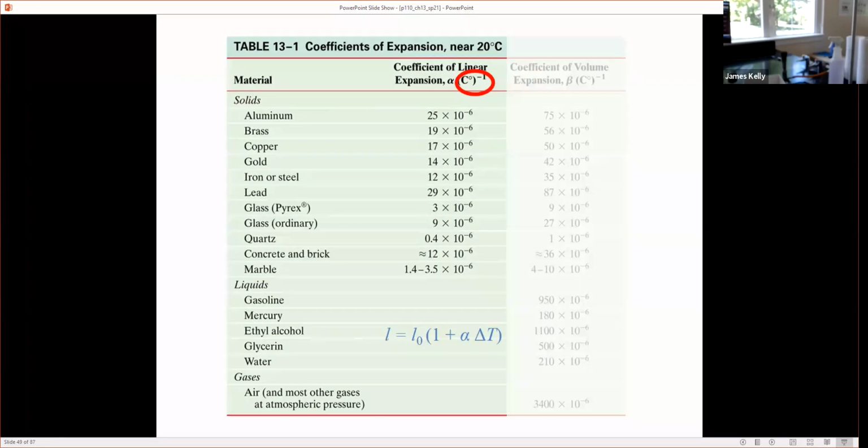So if you're using this table, and this would be the kind of table that would appear on your final exam with your equation sheet or something like that if you need to use it, just be familiar that you should be using degrees Celsius.